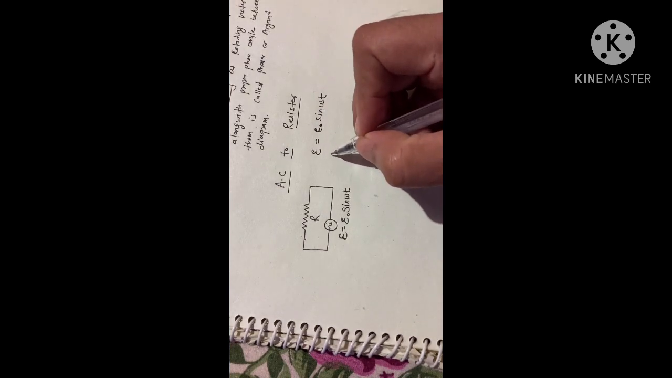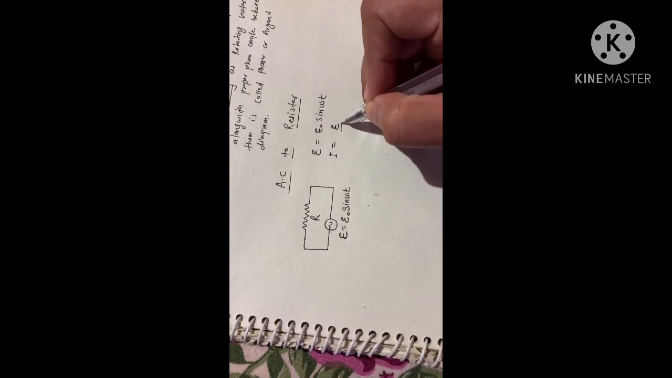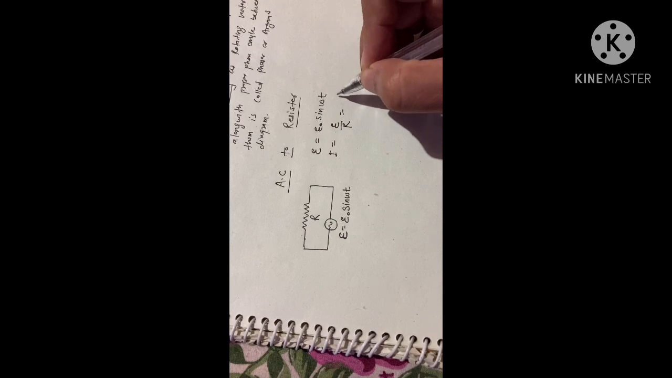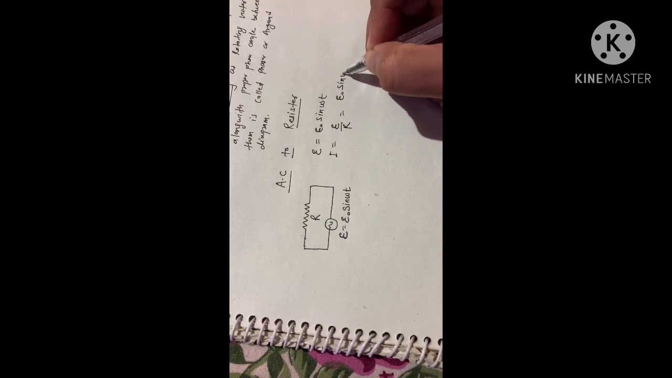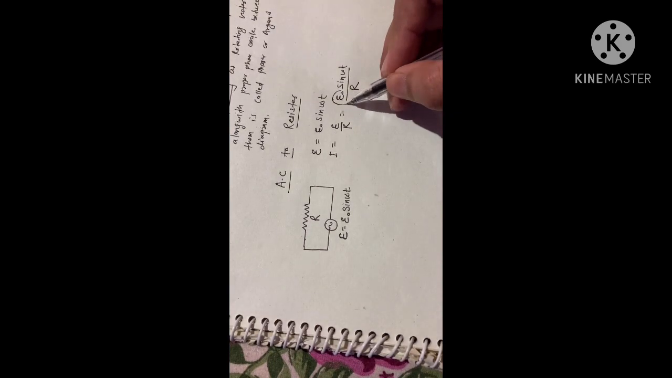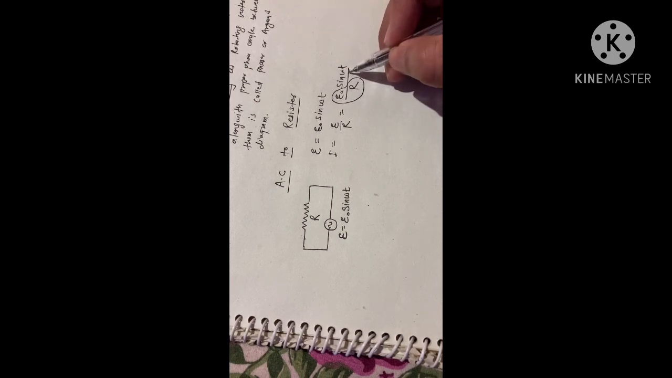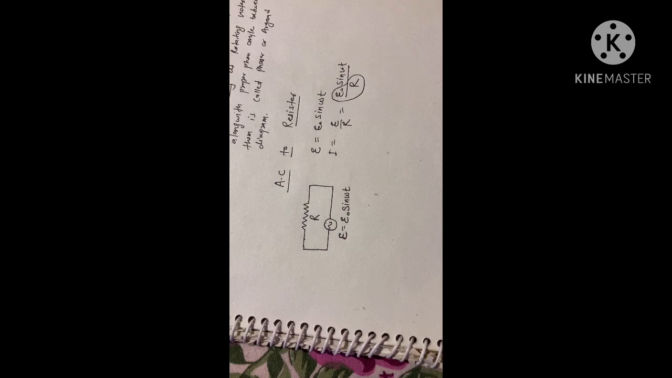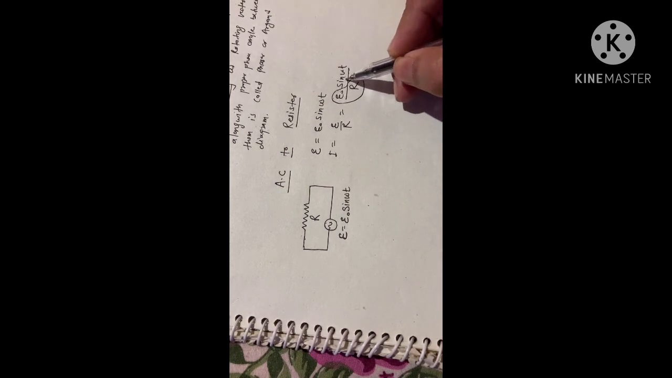So here we can directly write EMF is equal to E0 sine omega t, and according to Ohm's law, I is equal to E by R. So you will get E0 sine omega t by R. E0 is the peak value of EMF. Sine 90 gives 1, so at sine 90 you get the maximum value. Sine 45 becomes 1 by root 2, so you will not get the maximum.